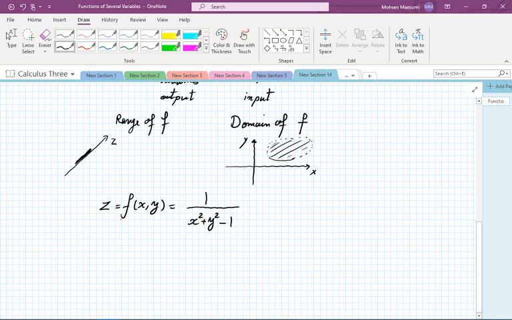Now, question might be, well, how would you describe this function? Writing a formula is one thing, understanding it is something else. Well, simplest thing we could start with is what is the domain of this function. So one good thing to ask is what's the domain of f.